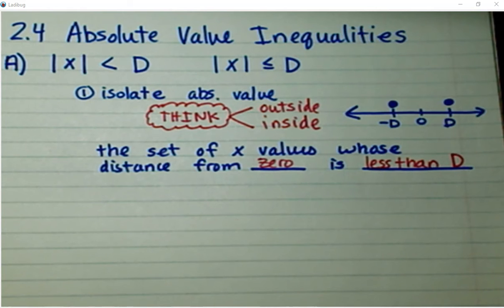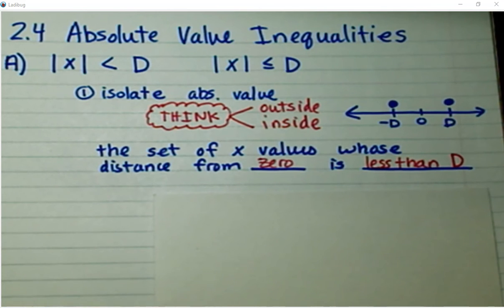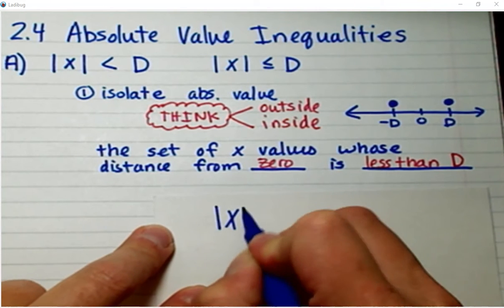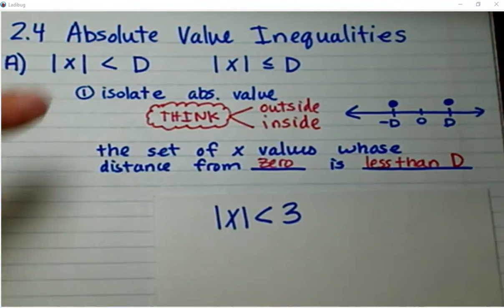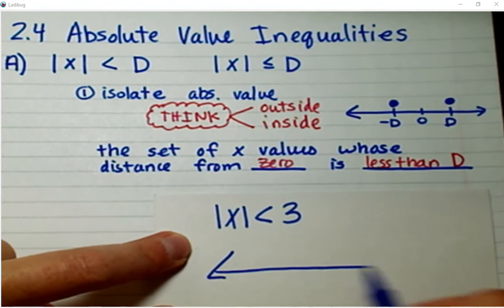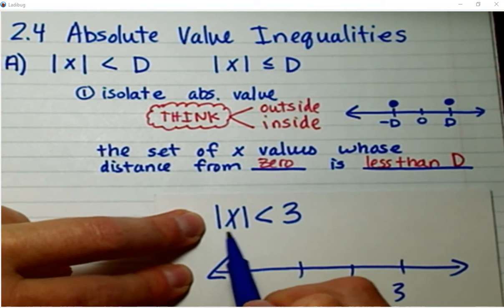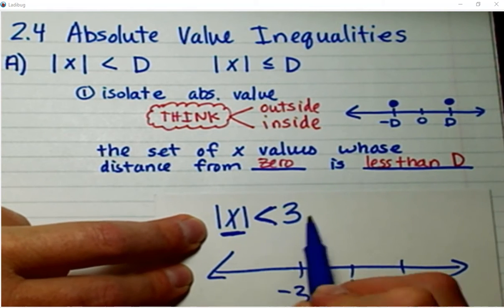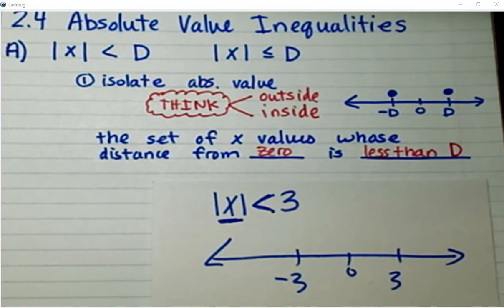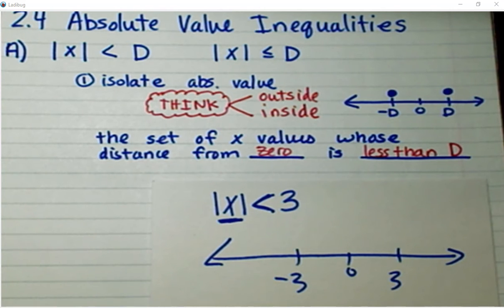Okay, let me give you a more concrete example. Okay, so let's try this. I'm going to switch from an abstract example to a concrete example, and I'm going to put 3 and negative 3 and 0. I want numbers whose distance is less than 3. So Maddie said inside. Okay, Sasha, you changed it to inside.